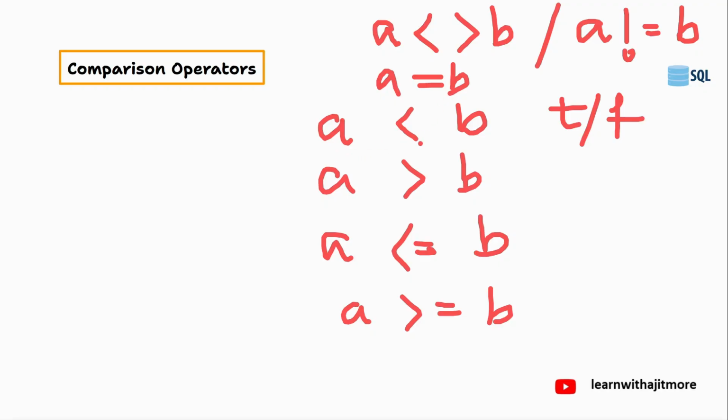Get it? Like here the comparison is whether A is less than B, whether A is greater than B, A is less than equal to B, A greater than equal to B, A not equal to B. So if A is not equal to B, it is true, otherwise false. And here if they both are same, exactly same, then true, otherwise false.